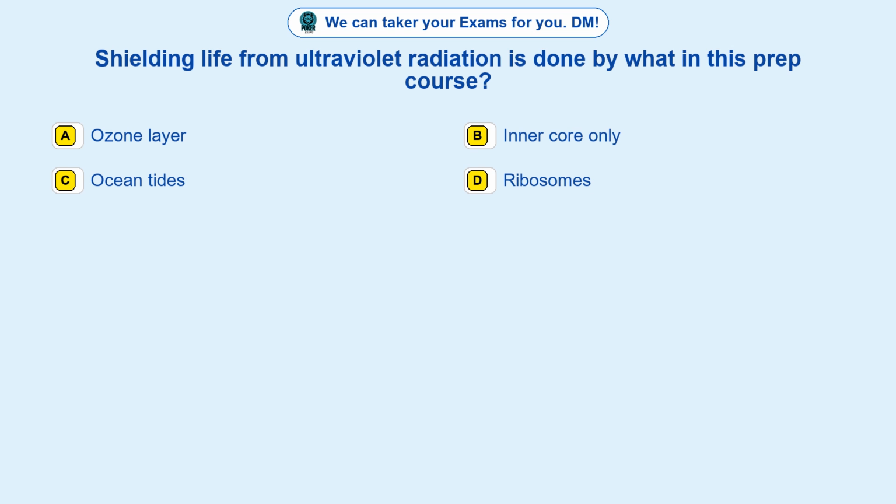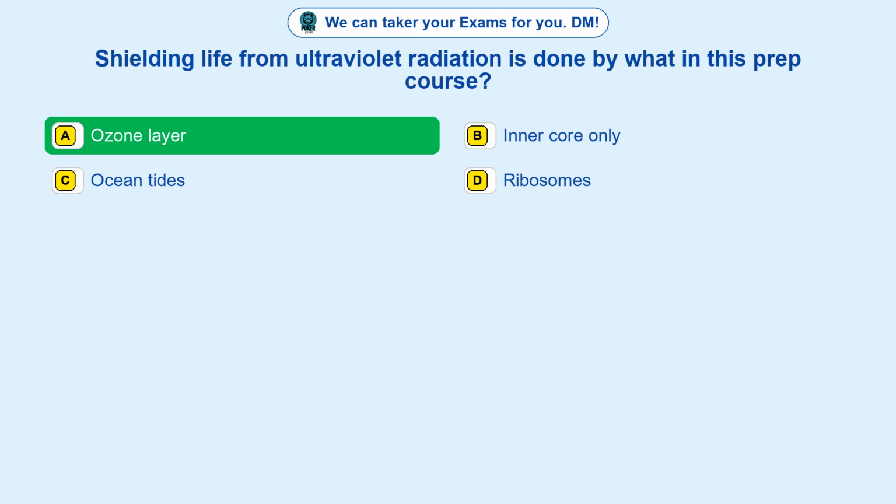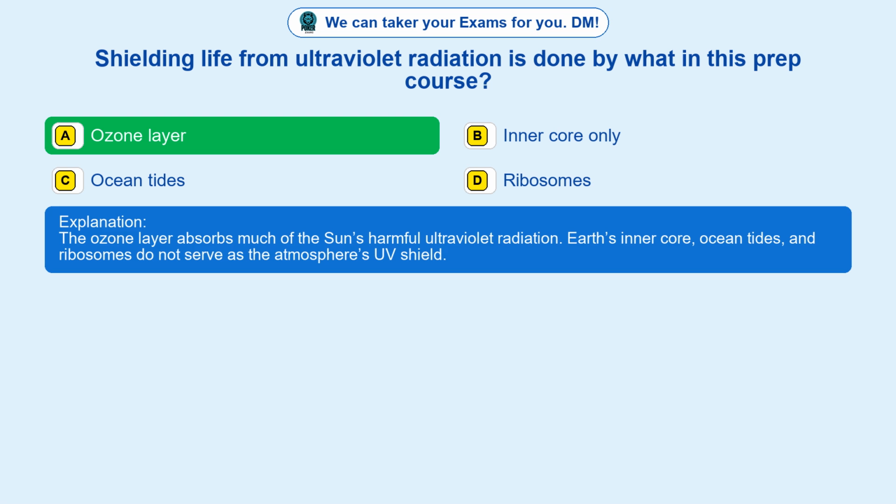Question 97. Shielding light from ultraviolet radiation is done by what in this prep course? Option A, ozone layer. Option B, inner core only. Option C, ocean tides. Option D, ribosomes. The correct answer is option A. Ozone layer. The ozone layer absorbs much of the sun's harmful ultraviolet radiation. Earth's inner core, ocean tides, and ribosomes do not serve as the atmosphere's UV shield.